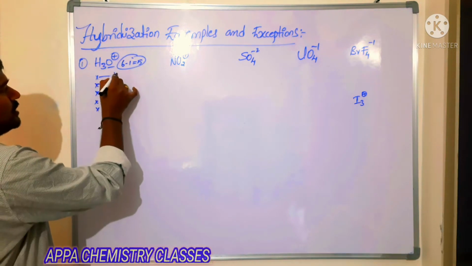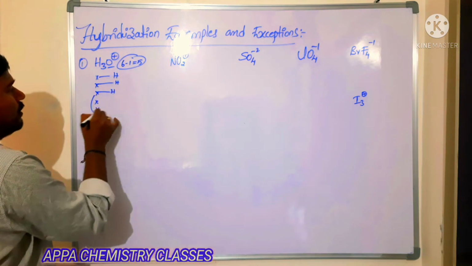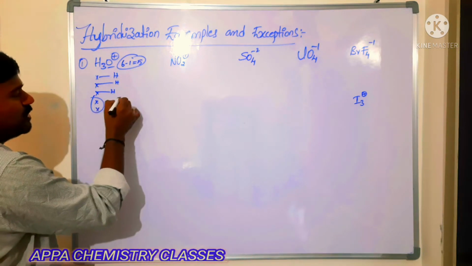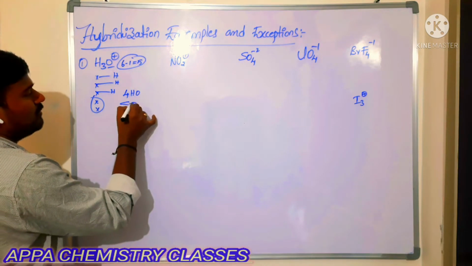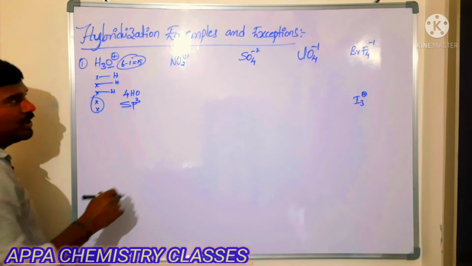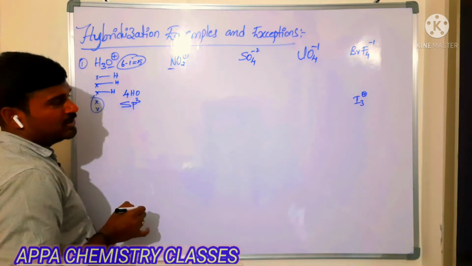So 3 hydrogens. So 3 sigma bonds plus 1 lone pair, 4 hybrid orbitals. 4 hybrid orbitals, sp3 with 1 lone pair. So it is pyramidal shape. Okay na? So next nitrogen.